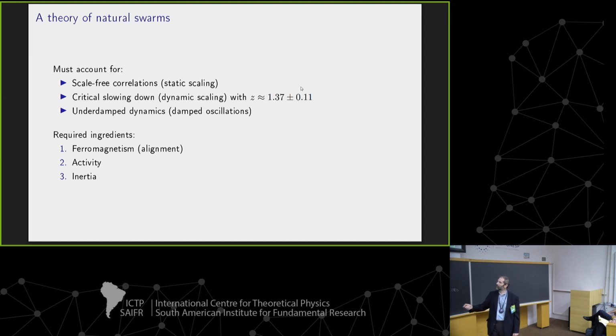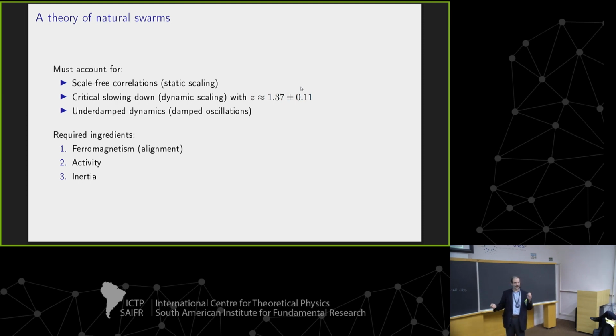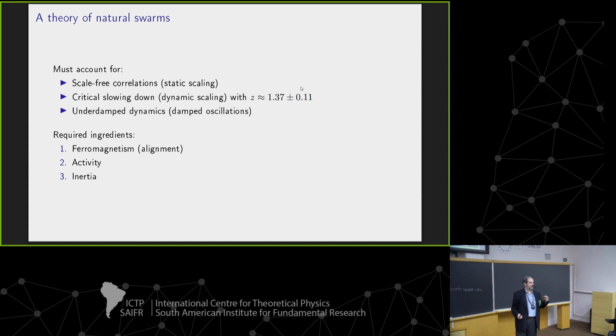Okay. And our understanding is that, to get this new critical exponent right, you need to build a model that has alignment, ferromagnetism let's say, activity, and inertia. When I said you need these three things, I mean this in the sense of minimal models, in the sense of the renormalization group. If you leave one of those out, you go to a different universality class. You get the exponents wrong.